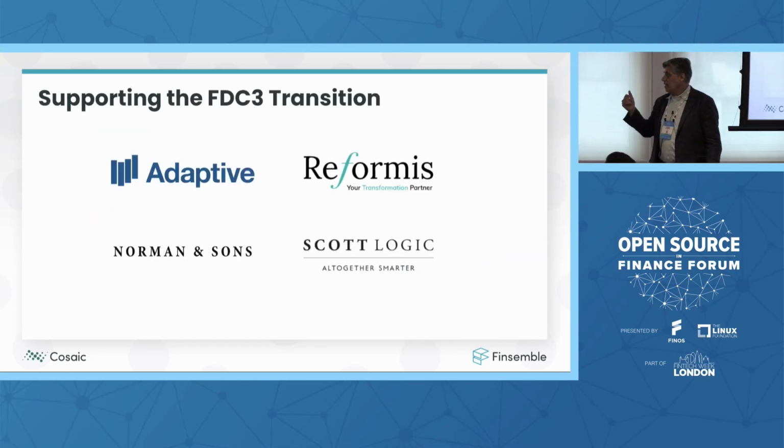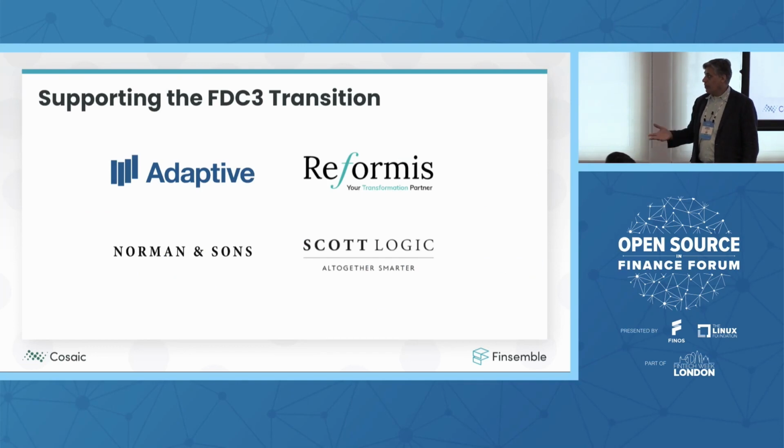And then supporting this transition, the agents of change. So if you want to implement an FDC3 project, transform part of the digital transformation, transform your app stack, then Adaptive, Reformist, Norman & Sons, Scott Logic have all been active participants, and we thank them all for what they do. We work closely with all of these firms to help our clients implement their desktops and build out their applications to leverage FDC3.